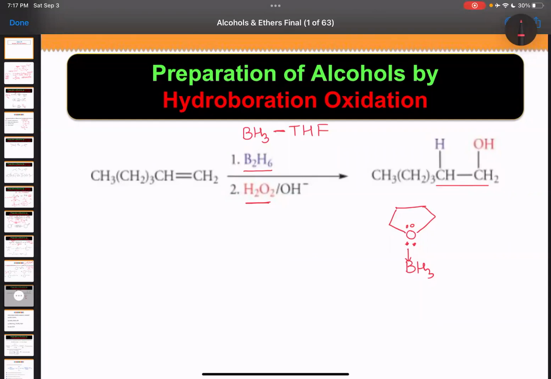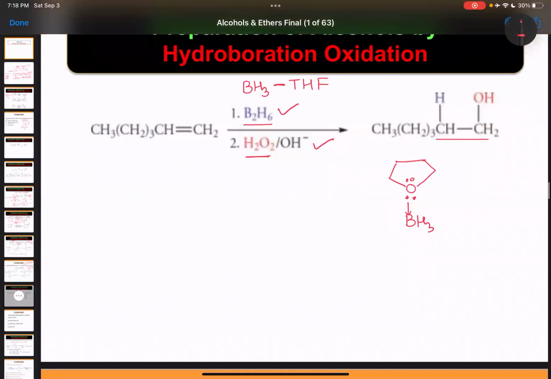alcohol in which the OH group will be connected outside to the outer carbon. That is a 1-ol. So whenever you want a 1-ol, you need the hydroboration and oxidation method. It has two names: the first step is hydroboration and this is oxidation. That's why it has two names, and I call it by the abbreviated form, HBO.